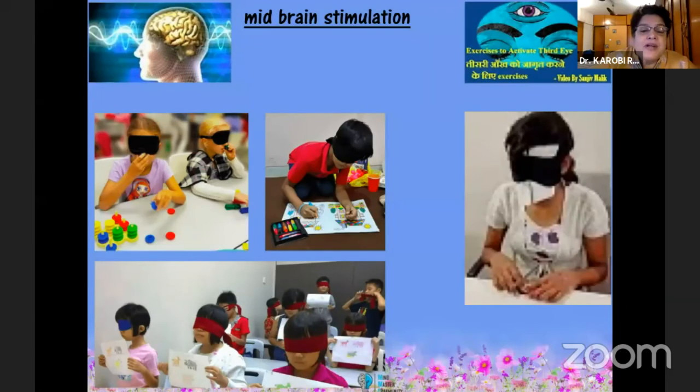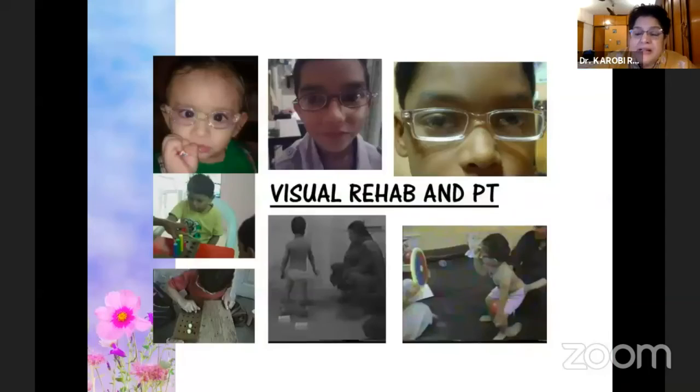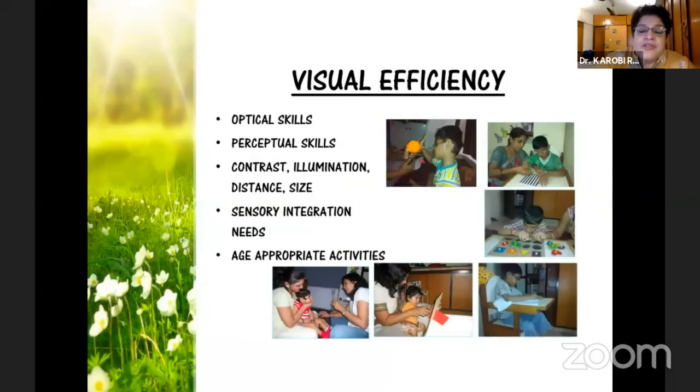And midbrain stimulation also works in children who have low vision to very good vision, because you can help stimulate the memory. And these children, it is not Braille, they touch the object, they know the color, they know what is written. This is because of the pineal stimulation. Visual rehab is what is done.